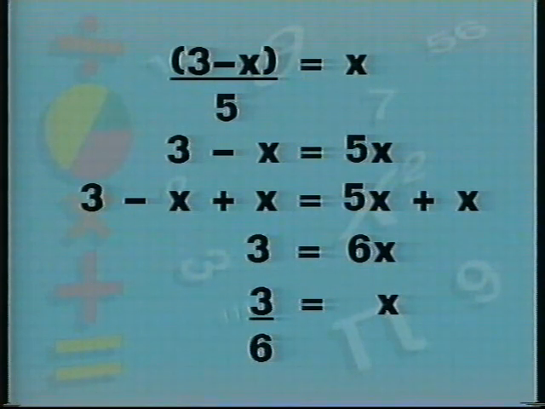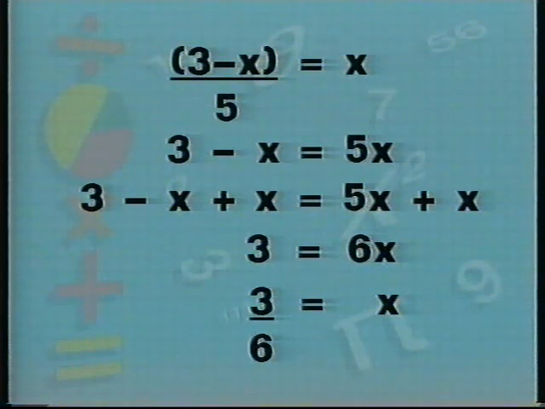Now, anything you do to one side of the equal sign, you always have to do to the other. Here we have two x's and a division. The first thing to do is to remove the division. Multiply both sides by 5. And this gives 3 minus x equals 5x. To get all the x's on one side, it might be best to get rid of this minus x by adding x to both sides.